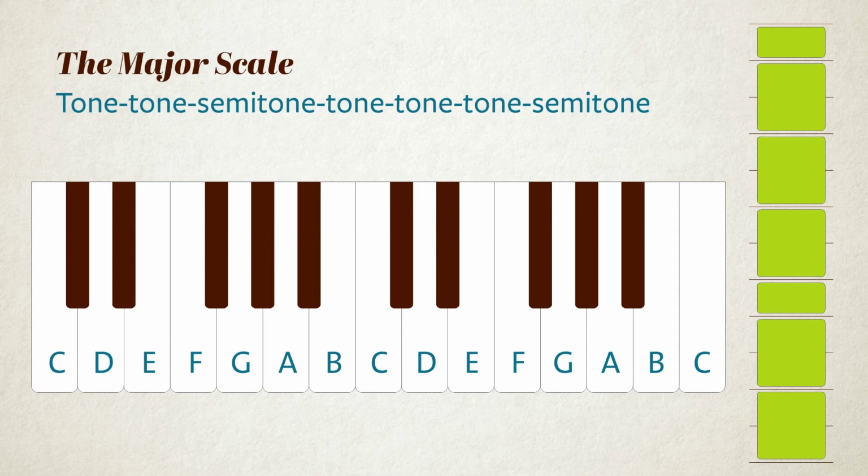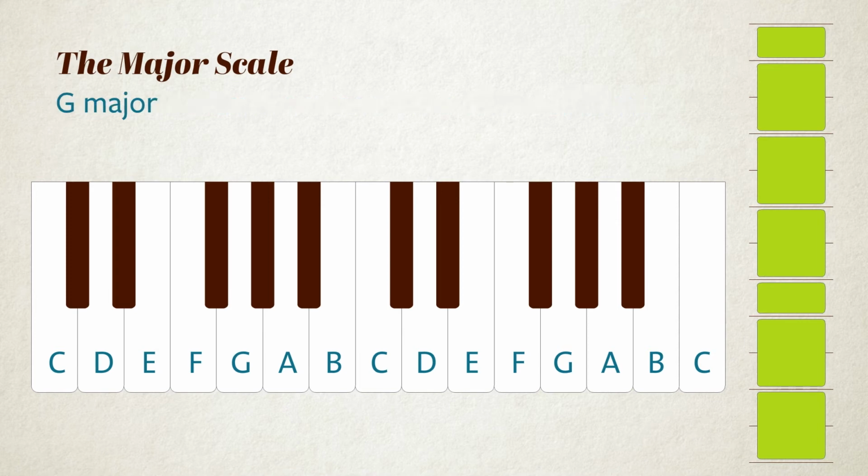Unlike a ladder or a flight of stairs, then, the major scale has steps of different heights. Just to be clear, it's the sequence of intervals between the notes that creates the character of a scale, not so much the notes themselves. So we could start on any note, and, as long as we follow the tone-tone-semitone, tone-tone-tone-semitone sequence, we should get a major scale. Here's what happens if we start from G.